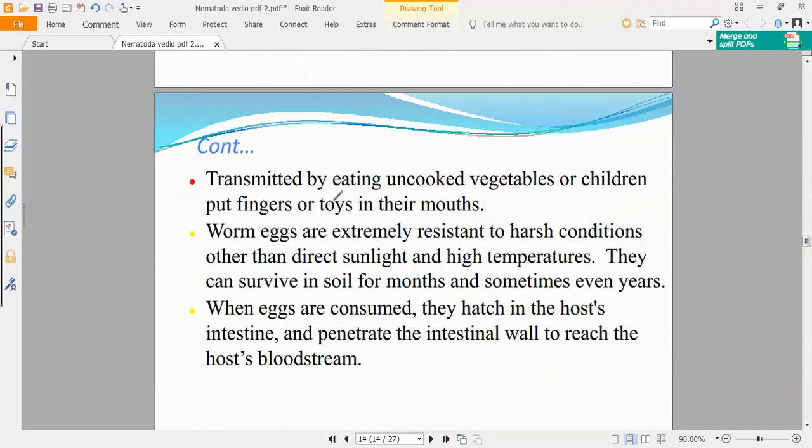If they touch their mouths, maybe they are contaminated. The worm eggs are extremely resistant to harsh conditions because the egg resists the environment, and they can survive in soil for months and sometimes even a year.